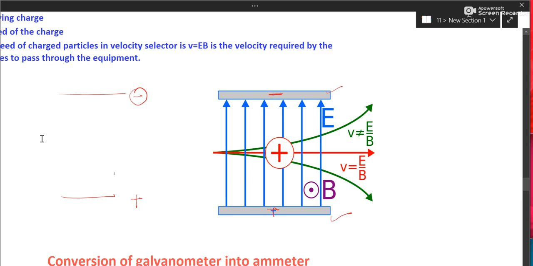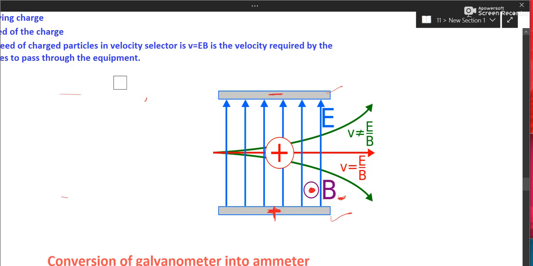Now the magnetic field is also applied. You can see here it is written B and there is a dot. Dot means the magnetic field is towards you, towards your eyes or towards the roof. So the magnetic field is like that, and the electric field is from positive to negative, shown by the blue arrow. So the charge will experience both the forces.